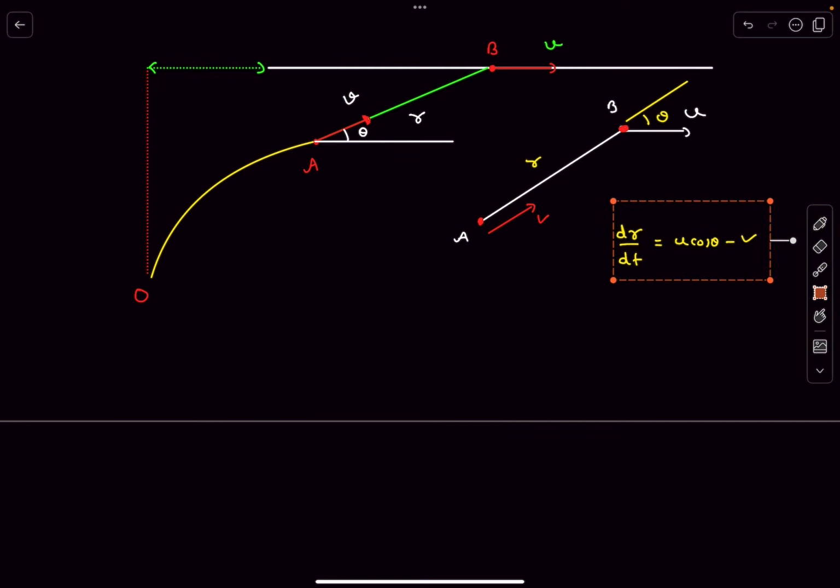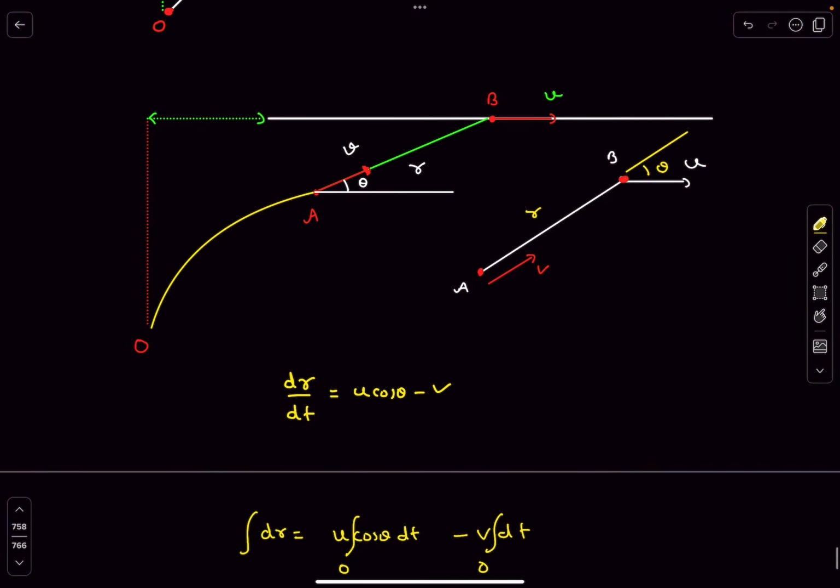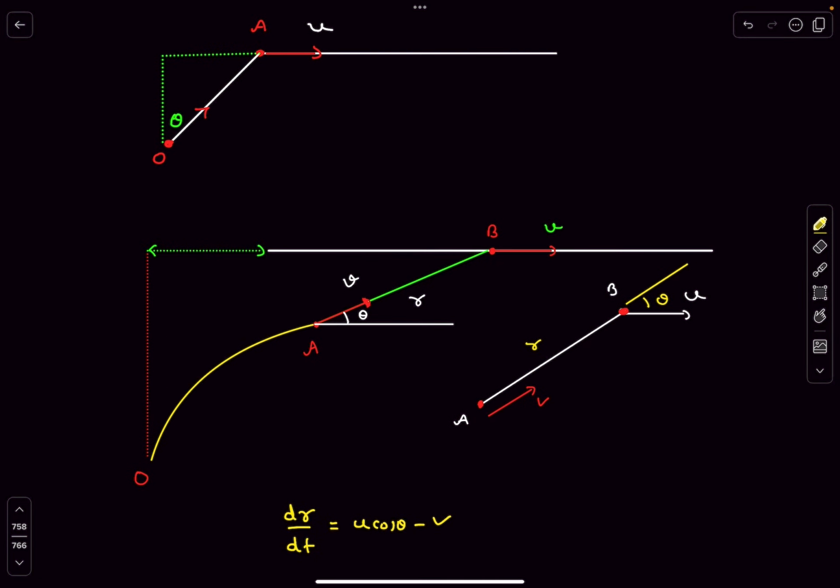So let's just bring it to the next page and try to solve it a little bit. So dr is equal to u cos theta dt minus v dt. Now let's solve this integral. So u and v are both constants, so we can take them out of the integral. At time t equal to 0, the value of r will be, again guys, the value of r is the distance between the cat and mouse.